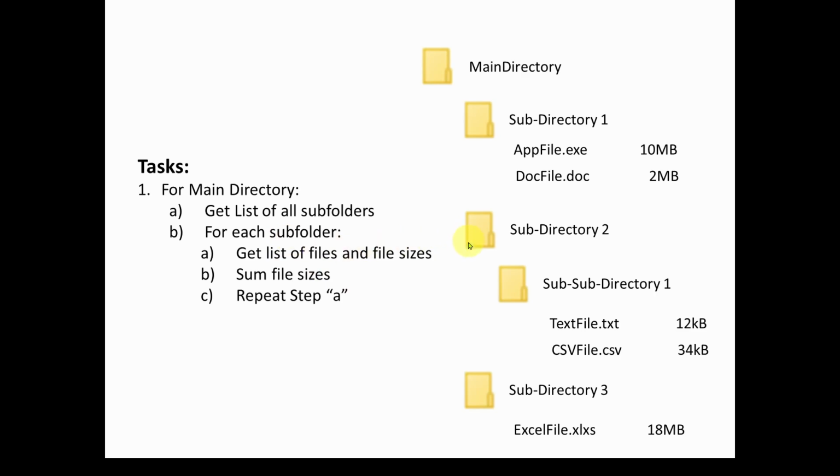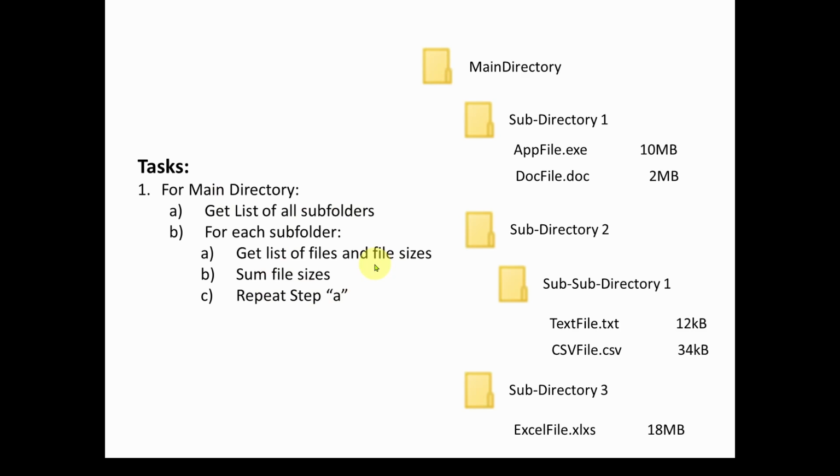So for each subfolder, we're going to have to get a list of files and file sizes, and then add them up. So we're going to have to add 10 plus 2 for this subdirectory 1. But then we're going to have to repeat the first step. So for example, subdirectory 2, we already know it's a subdirectory, but we have to repeat for each subdirectory. We're going to have to go through the same process. So there's going to be a lot of recursion going on to make sure we've got all of the subdirectories. So this is the basic task list.